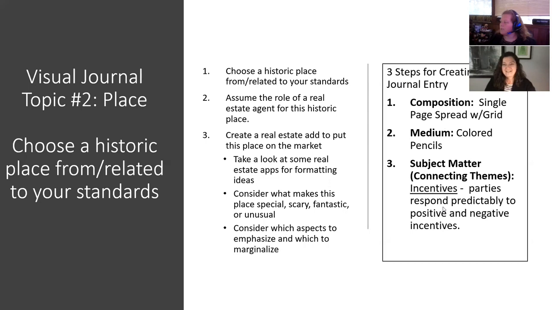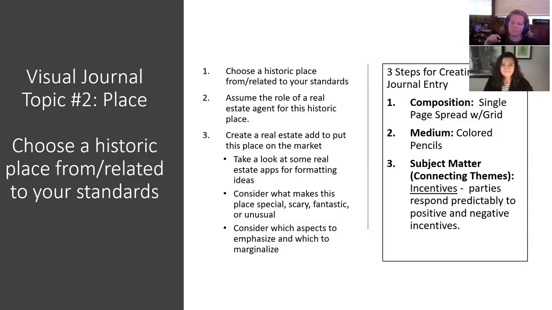The subject matter is incentives, which is responding positively and negatively to different incentives. So this particular journal is about a place. You want to choose a place, whether it's a historical place or an actual place, from your unit or your standards. And they're really going to take on the role of a real estate agent, and they're going to create a real estate ad for that particular place where they're going to focus on some of the positive things.